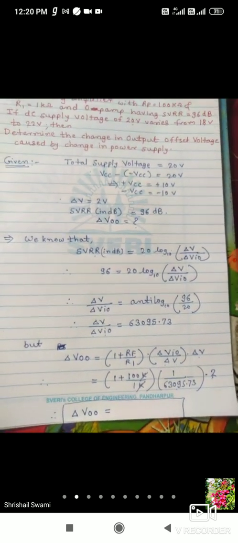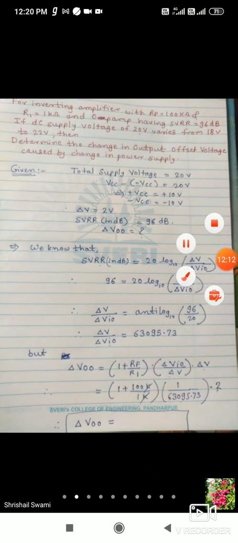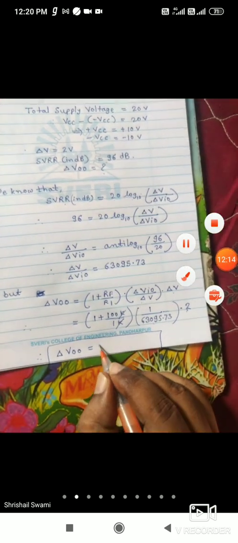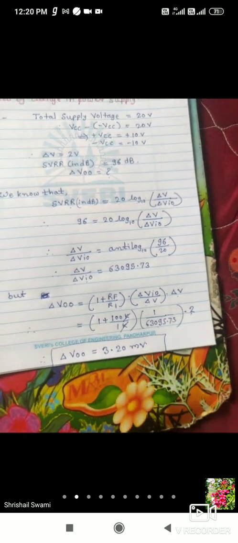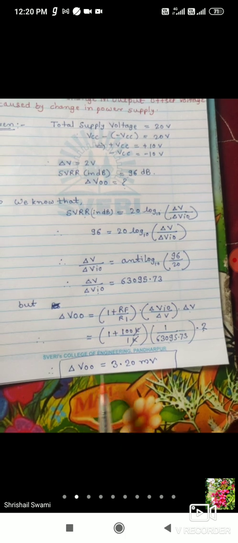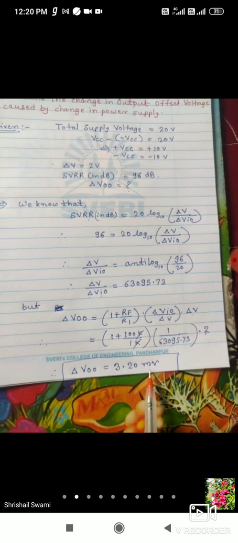What is the answer? Yes, very good. So it is exactly correct. So it is 3.20 millivolt. Okay. So the change in output offset voltage is 3.20 millivolt.